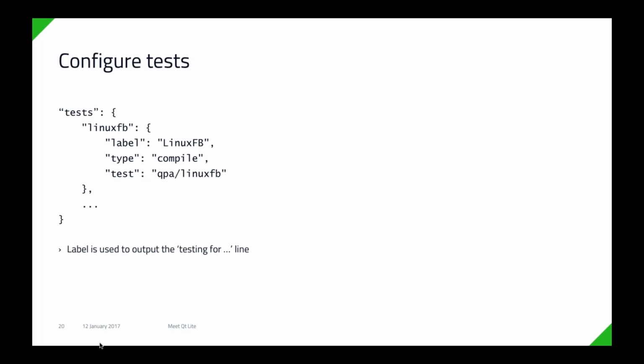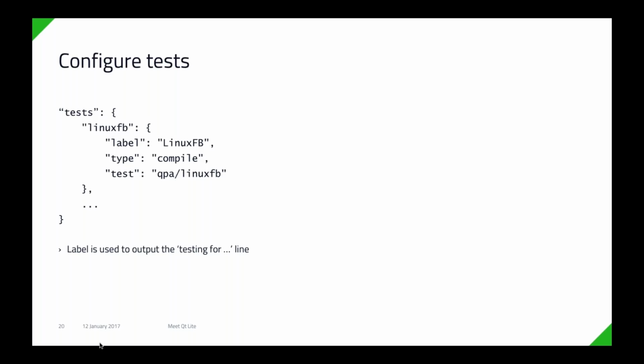In addition, there are pure configuration tests, like, for example, a test that checks whether the Linux framebuffer is available. And this is a simple compile test. We specify the test here. The configuration system tries to compile the test. If the compilation succeeds, we can compile and link that test application. We know that the Linux framebuffer is available, and we can enable certain pieces of functionality inside the product, depending on this.